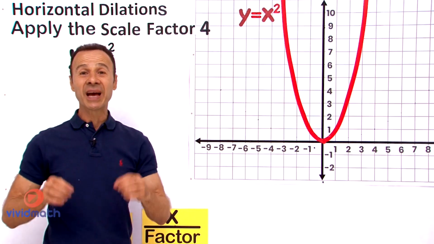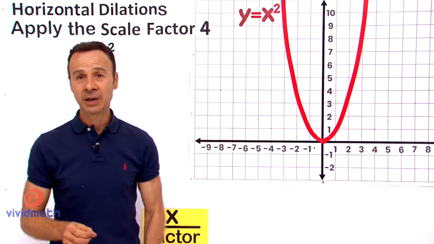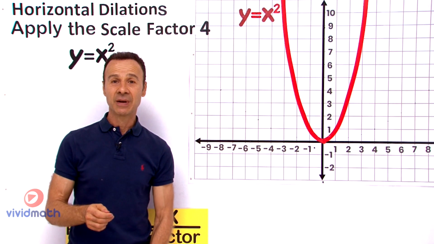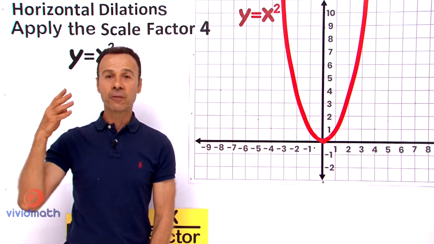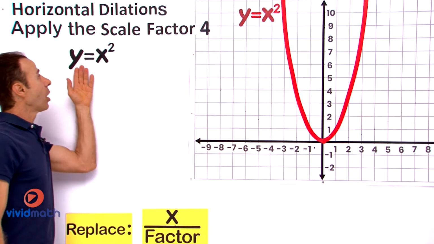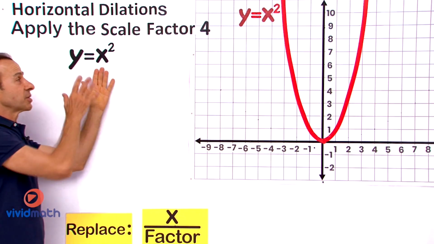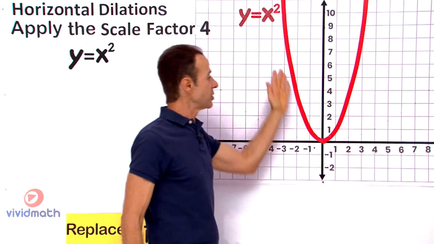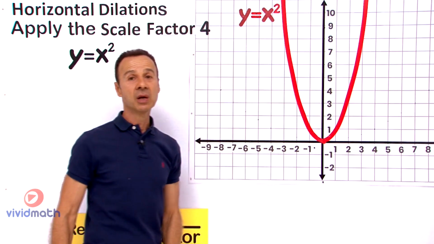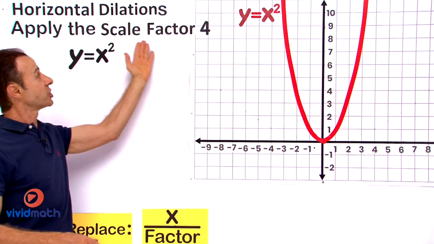All right, in this video exercise, we are applying a horizontal dilation, a scale factor of 4, to the function y equals x squared. That's a parabola that's already been drawn up here. We can see it here in red, y equals x squared. So we're going to apply the horizontal scale factor of 4.